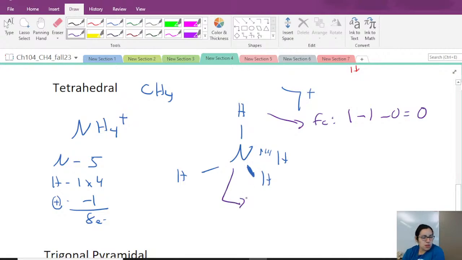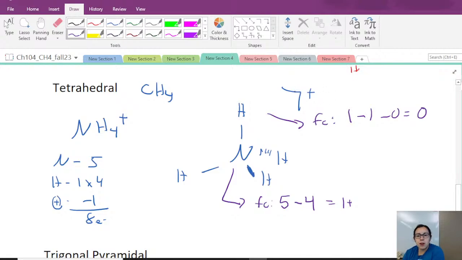Now let's do nitrogen. Nitrogen's formal charge: we have 5, the number of valence electrons from our periodic table, minus our number of bonds, 1, 2, 3, 4. No individual electrons on there. And now this is telling us where our formal charge is.